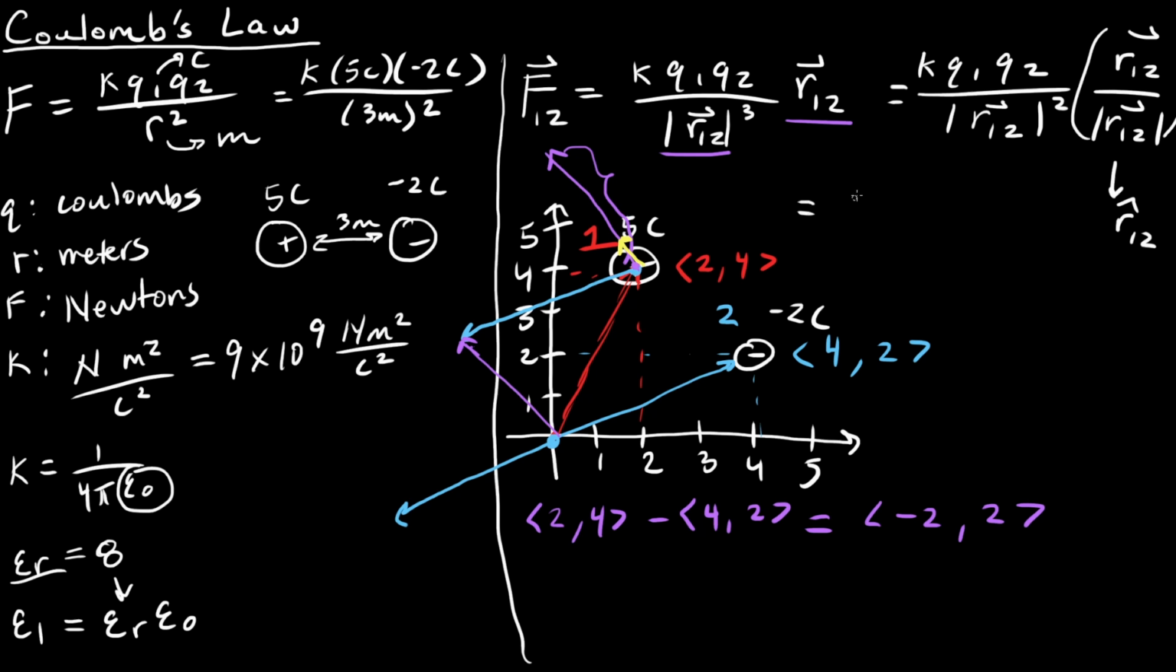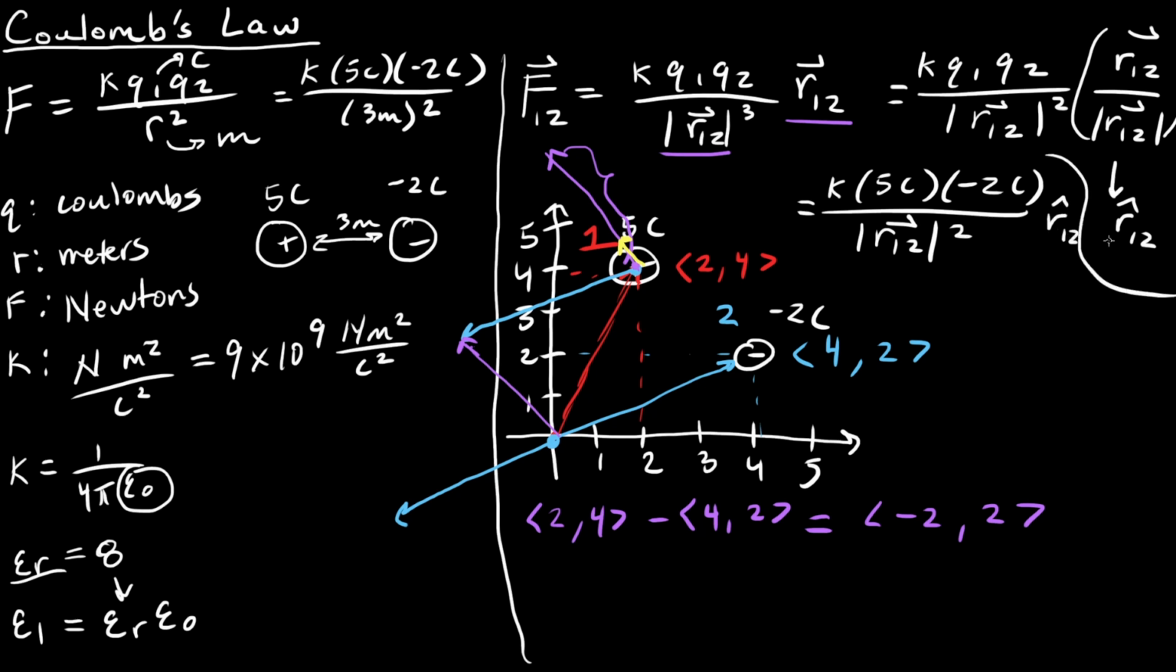Now if we plug in the numbers, it's k times 5c and then -2c, over r1, 2, sorry, that should be absolute value bars, squared, and then the unit vector here. I won't actually find the length of this. It's just 2 squared plus 2 squared and then square root of all of that. That's the length, just the Pythagorean theorem.